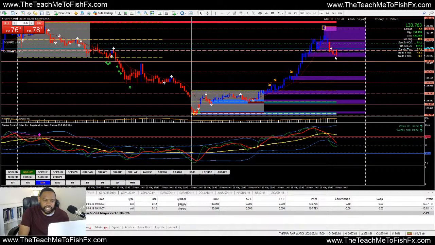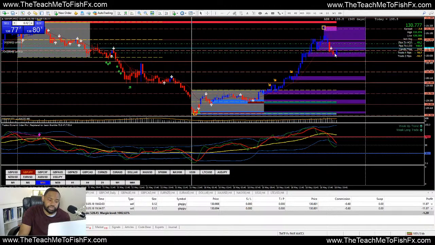Let's take a look back at GJ, see what GJ is showing us. All right, GJ is kind of pulling back right now. So again, we'll see what happens. It could be waiting to form. We could be getting another head and shoulders here.